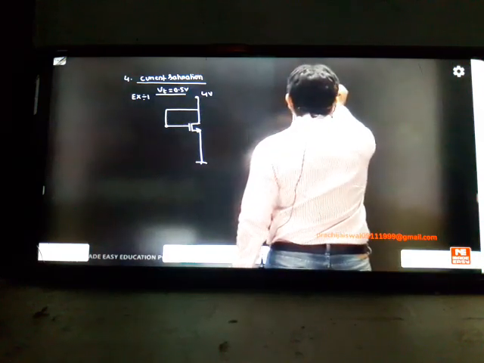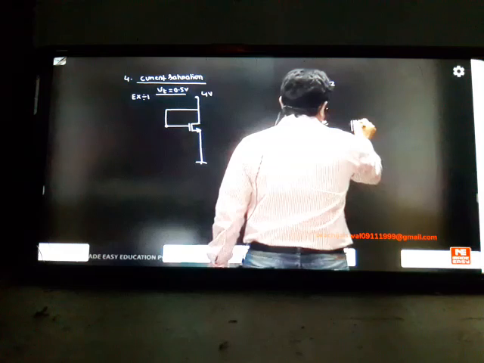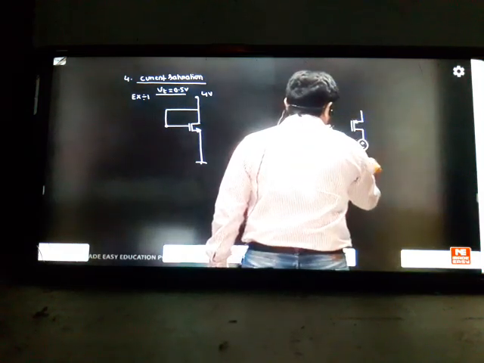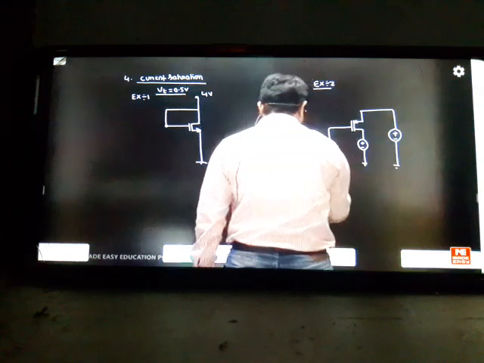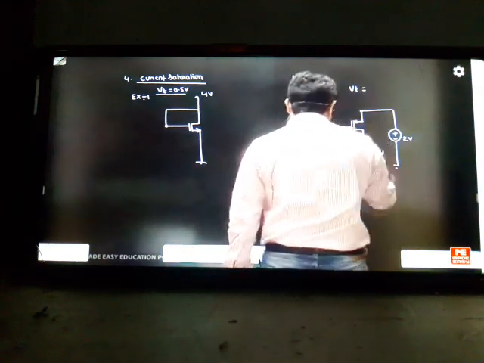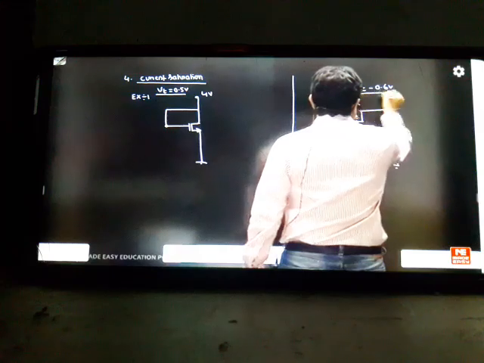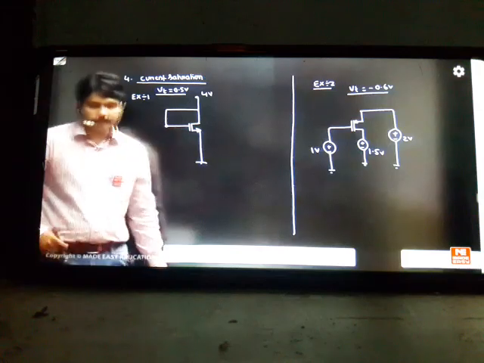Example 2, second example, you can see. Try to start doing these two problems. So please take these two problems.